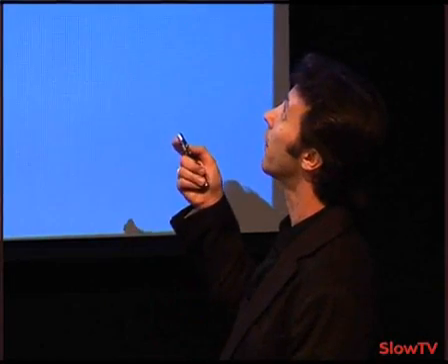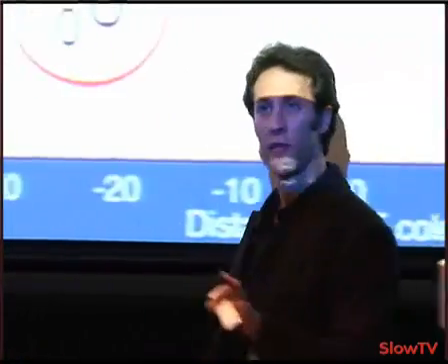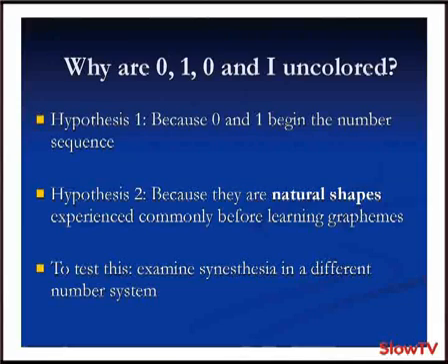So whether we're talking about the hue of the color or the lightness of it, how bright it is, it turns out that 0 and O and I and 1 are always way outlying. They're totally different than the others. So why is that? Well, I started wondering about that question, and I came up with 2 hypotheses. One of them is that maybe there's something special about 0 and 1 beginning the number sequence. Maybe that has something to do with why they're uncolored.